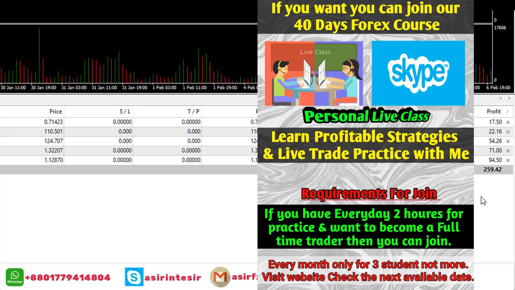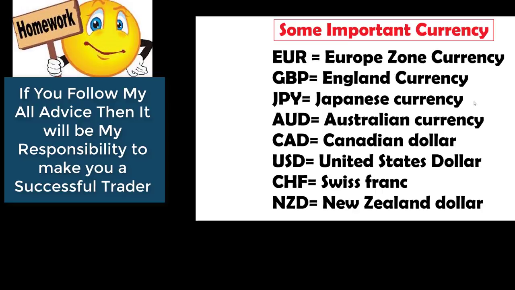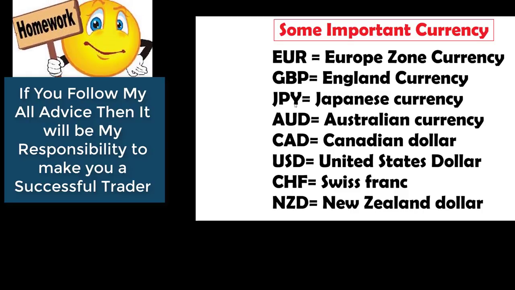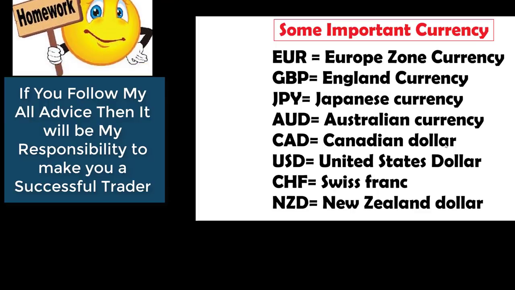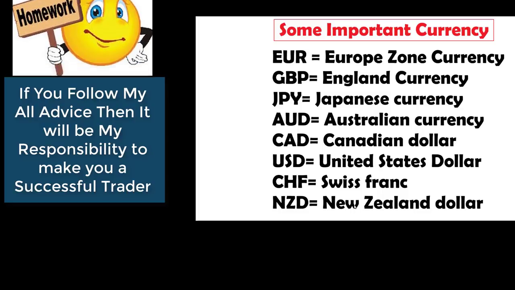Okay, now I'm going to the next part. Now I'm giving you homework on some important currencies. There you can see the EUR, the Eurozone currency, GBP, the England currency, JPY is the Japanese currency, AUD is the Australian currency, CAD is the Canadian dollar, USD is the United States dollar, CHF is the Swiss franc, and NZD is the New Zealand dollar.